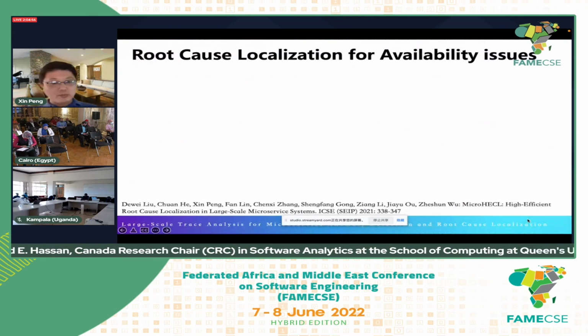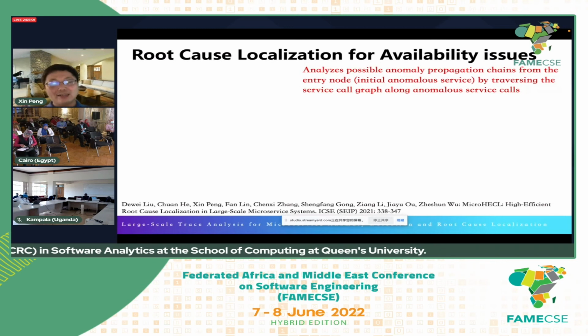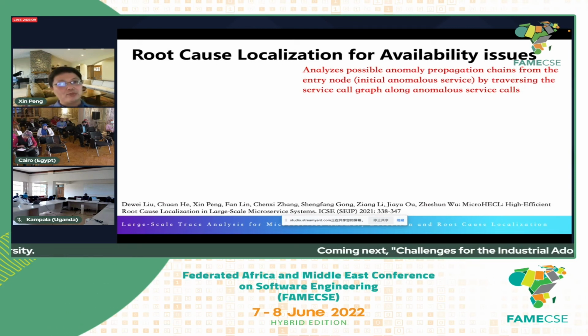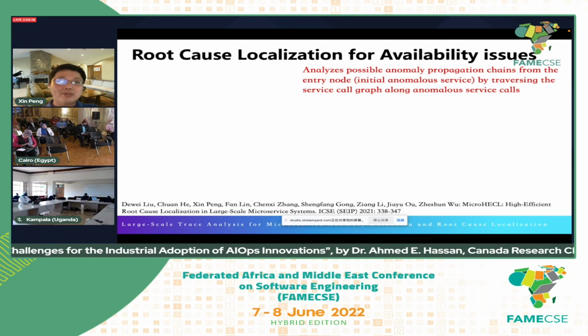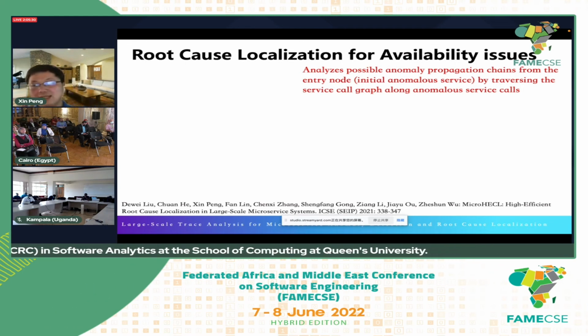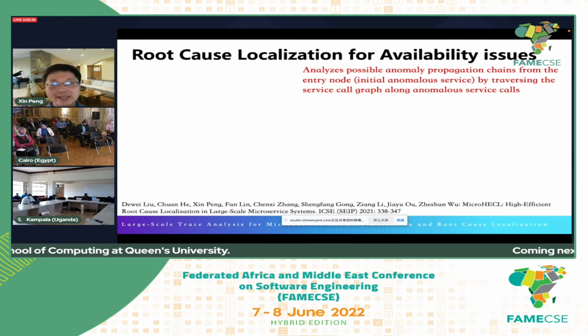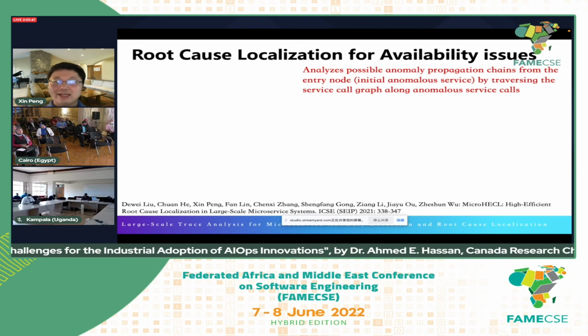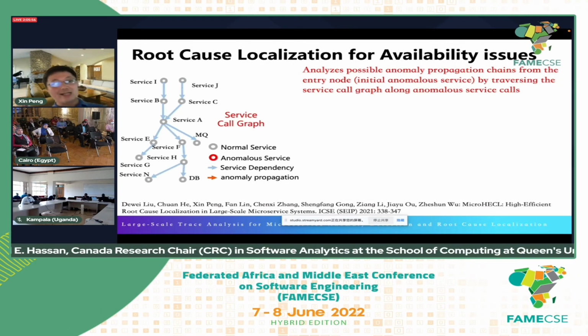The second work is a joint work with Alibaba. Alibaba is a very big internet company in China. In this work, we developed a technique to support root cause localization for availability issues. Our basic idea is to analyze the possible anomaly propagation chains from the entry node. The entry node means the initial anomalous service. For example, when a fault is reported, maybe the number of successful transactions drops dramatically. So usually we will have an initial anomalous service as the entry node for this root cause localization. Then from the entry node, we can traverse the service call graph along anomalous service calls to localize the root causes. So we dynamically construct a service call graph.